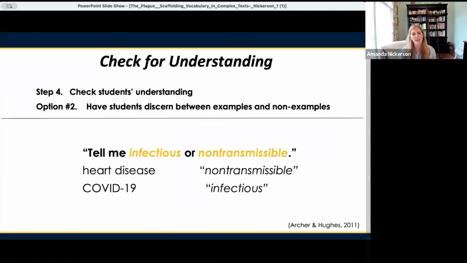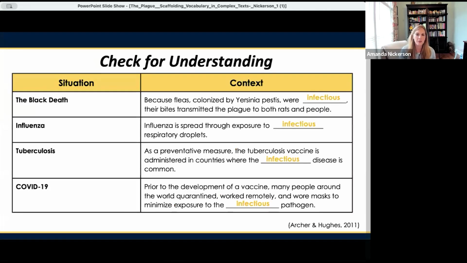So I might say an example, and I want them to use those two words, tell me infectious or non-transmissible. So I would say heart disease, they would say non-transmissible. I would say COVID-19, they would say infectious. And I can also check for understanding by giving them different situations or contexts. So I might have some sentence frames here involving the Black Death or influenza or tuberculosis or COVID-19 and have them fill in that vocabulary word.